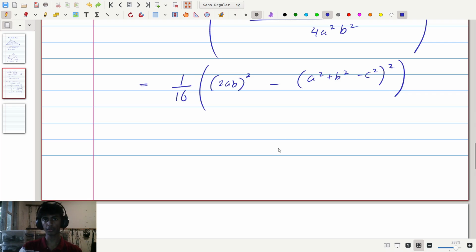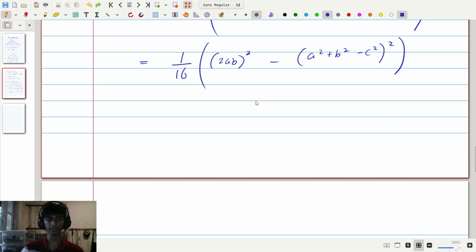You might remember from school, of course, the difference of squares. If we have A squared minus B squared, this is equal to A plus B multiplied by A minus B. So in this case we have one thing squared, another thing squared. This means this is equal to the sum of them multiplied by the difference of them.